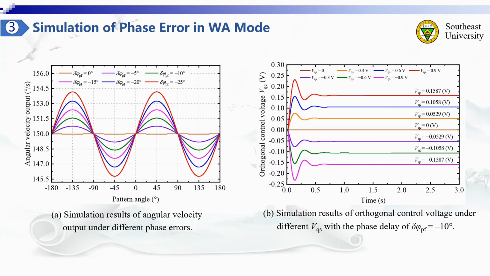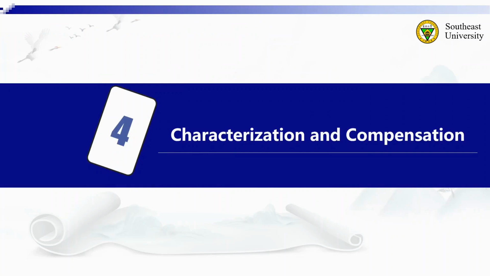The orthogonal control voltage exhibits a linear relationship with the VQS. These simulation results are consistent with the theoretical analysis. The fourth part performs the characterization and the compensation experiment for the phase error.